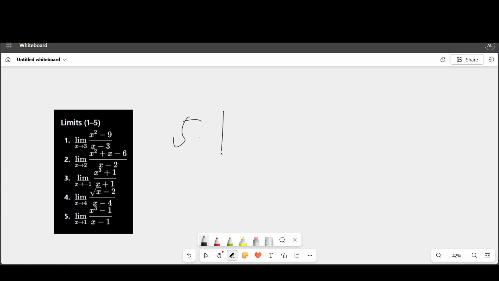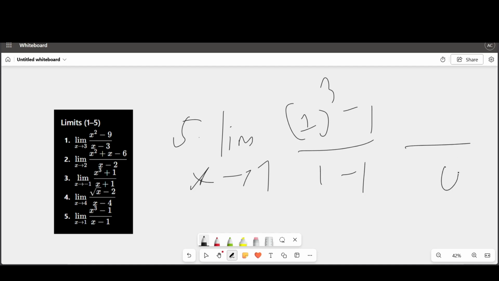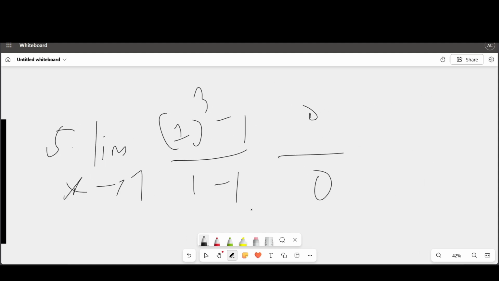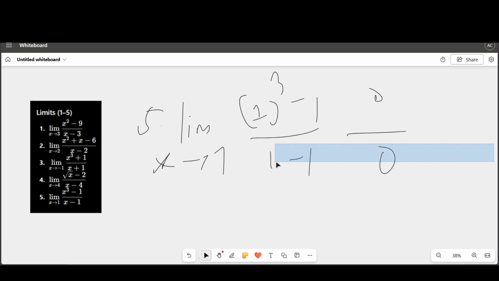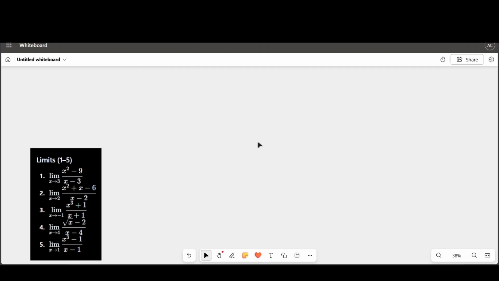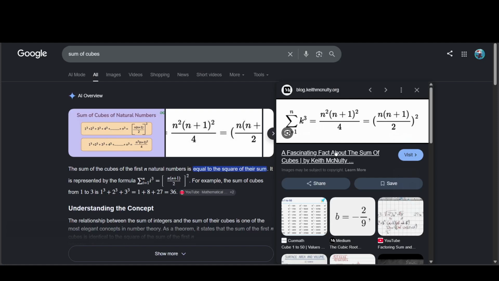Okay. So we have the limit as x approaches 1. We have x squared. Let's try 1. Of course, we have 0. So we have a difference of squares. I think this is the sum of cubes rule. Let's get another glimpse on what the sum of cubes rule is.